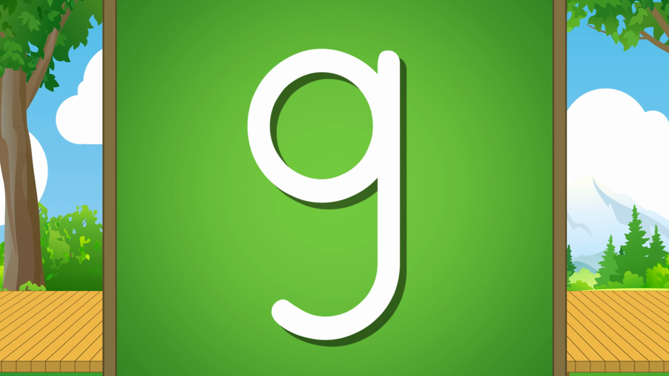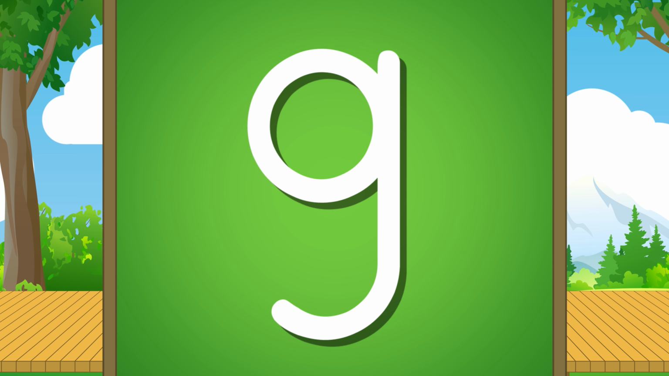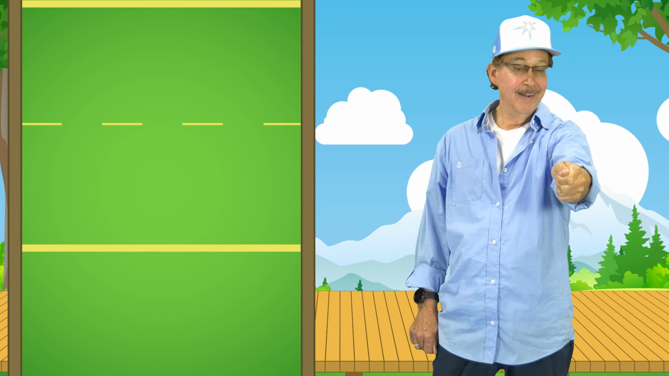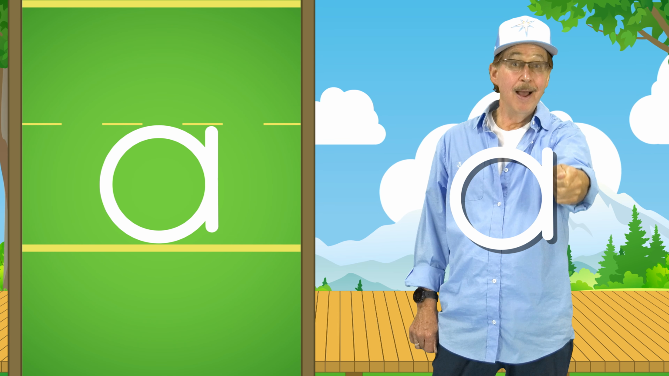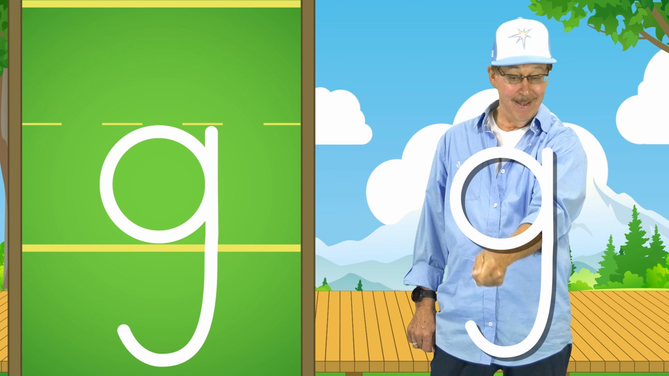This is a lowercase g. Look and see, write a lowercase g in the air like me. Start a little below the middle, curve around like this. Straight up and down, curl up a little bit.